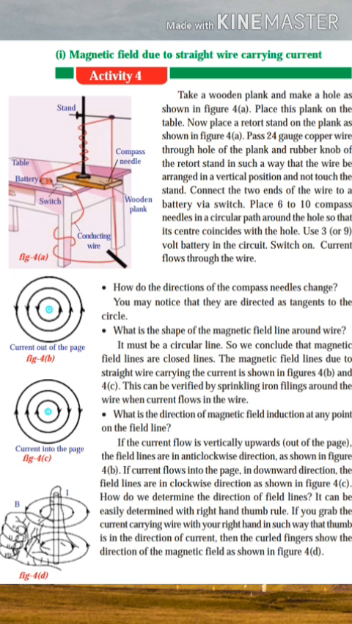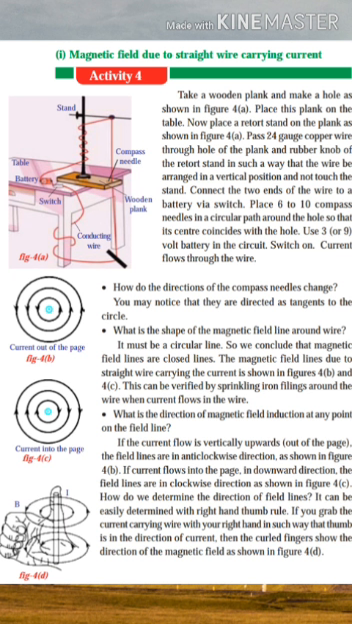Next, magnetic field due to currents. A current carrying wire produces a magnetic field. In activity 4, you may notice that the field directions are tangents to a circle. It must be a circular line, so we conclude that magnetic field lines are closed lines. The magnetic field lines due to a straight wire carrying current are shown in figures 4b and 4c. This can be verified by sprinkling iron filings around the wire.